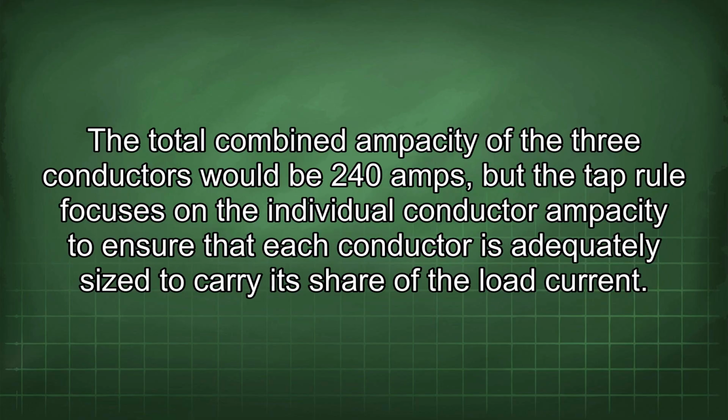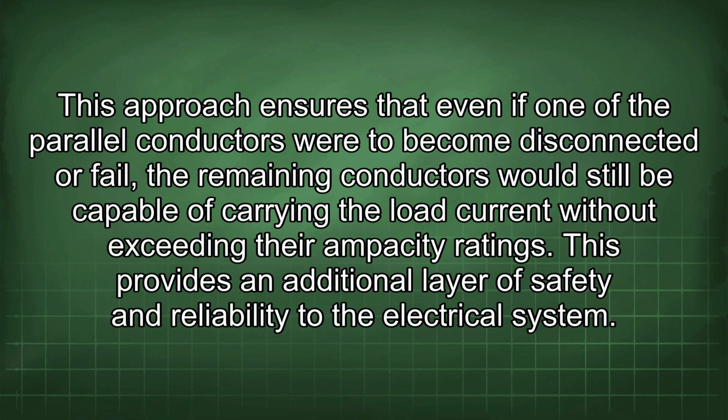The total combined ampacity of the three conductors would be 240 amps, but the tap rule focuses on the individual conductor ampacity to ensure that each conductor is adequately sized to carry its share of the load current. This approach ensures that even if one of the parallel conductors were to become disconnected or fail, the remaining conductors would still be capable of carrying the load current without exceeding their ampacity ratings. This provides an additional layer of safety and reliability to the electrical system.